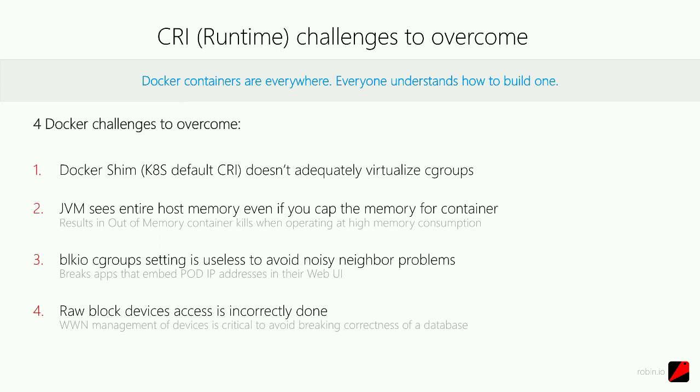So the BLK IO C group setting is practically useless for capping storage IOPS per pod. Actually, it's not really exposed to Kubernetes, but even if it were, it would be practically useless. The reason is that the BLK IO C group setting is on a per volume basis, and a pod could have multiple volumes at the same time.